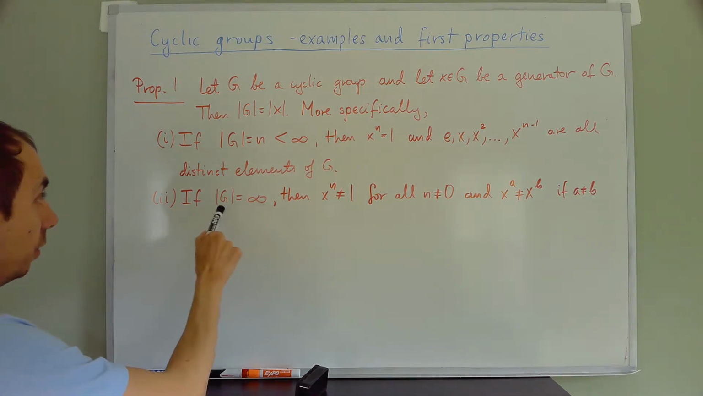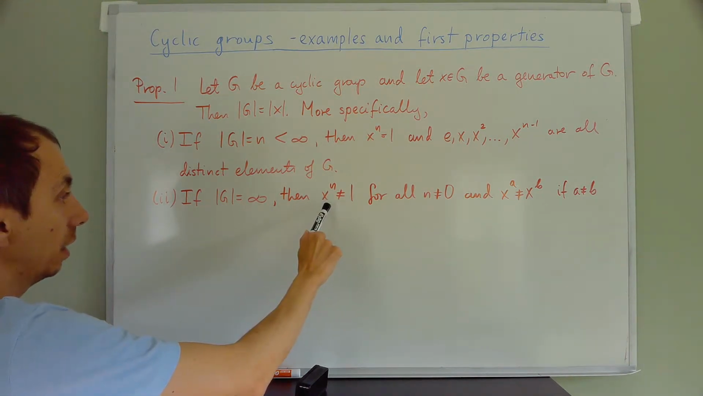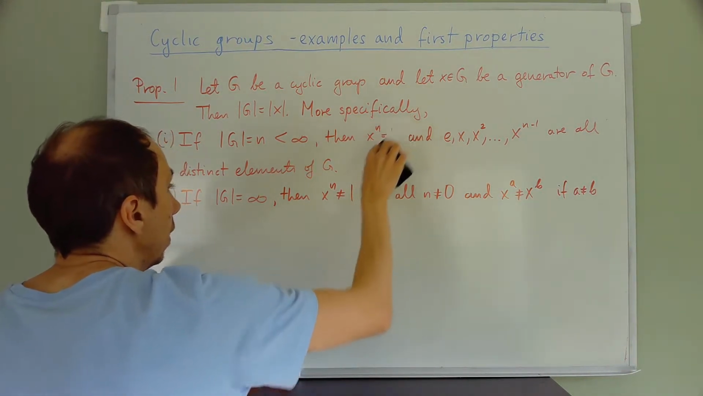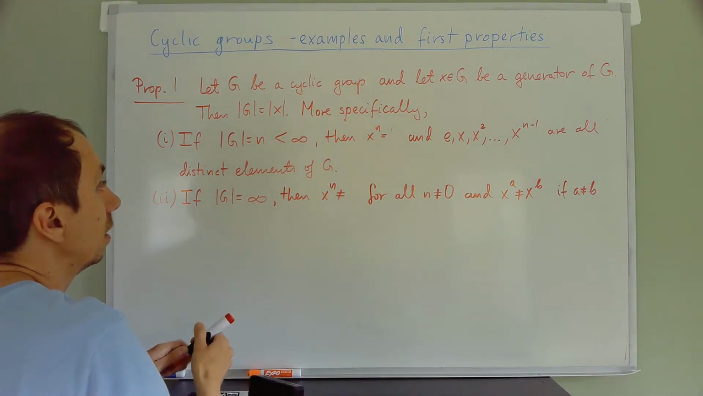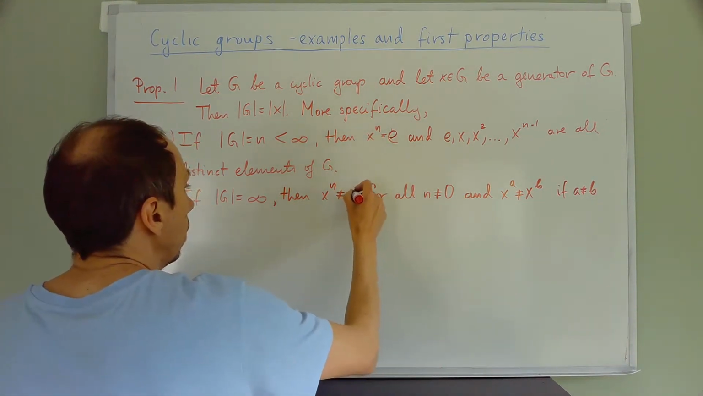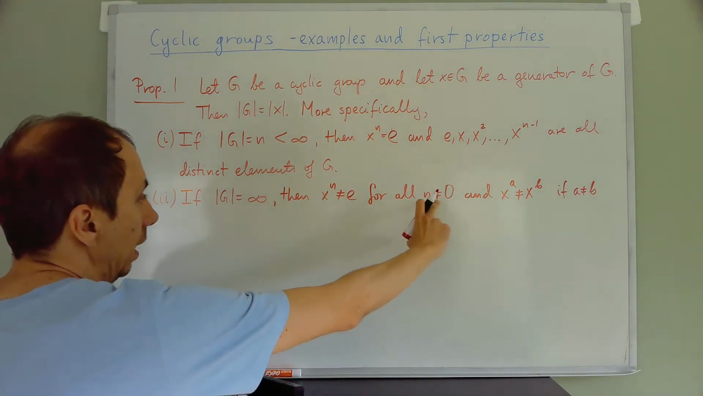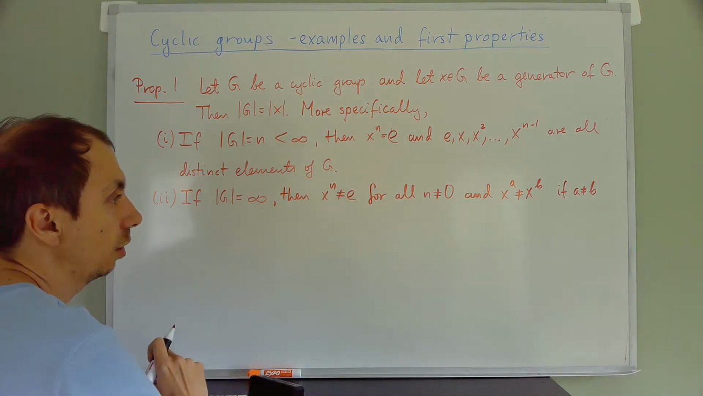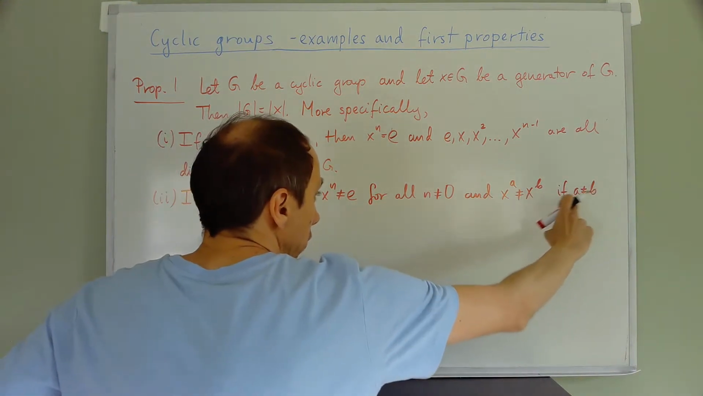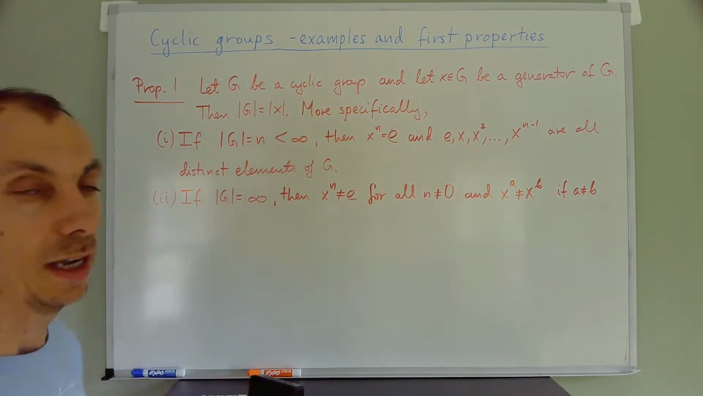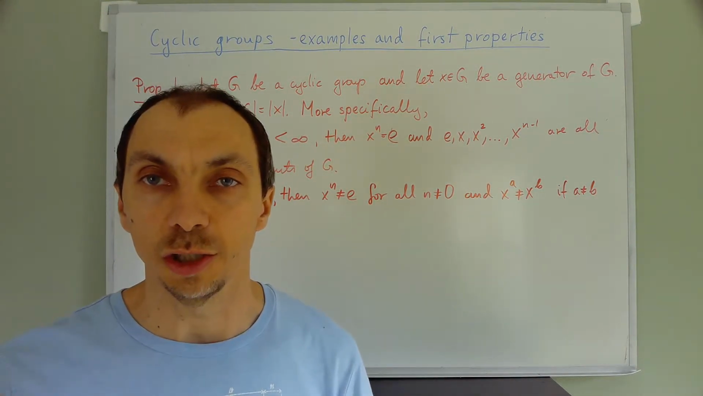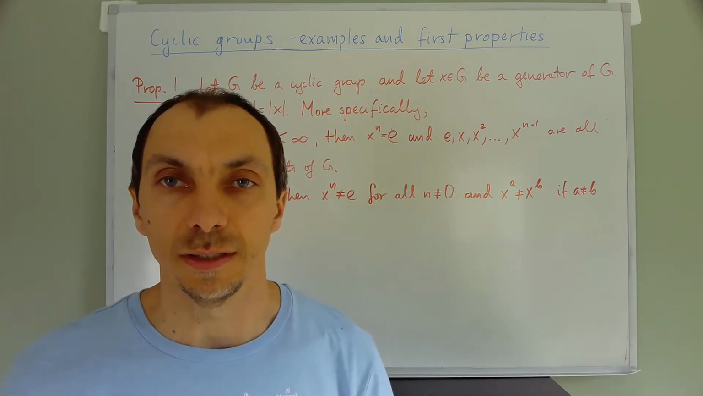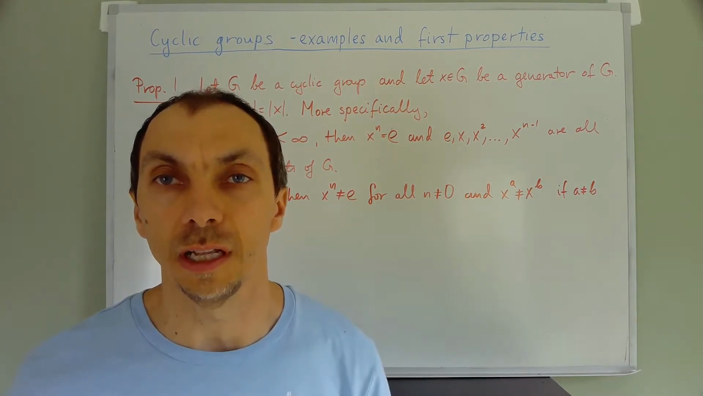On the other hand, if G is an infinite cyclic group, then x to the n is never equal to e, except when n is 0, of course, then by definition it's equal to e. But when n isn't 0, then x to the n is not equal to e. And if a is not equal to b, then x to the a is not equal to x to the b. Okay? So if I take a generator and I look at x to the 17th and x to the minus 321st, I know these are different elements. I don't need to check anything.